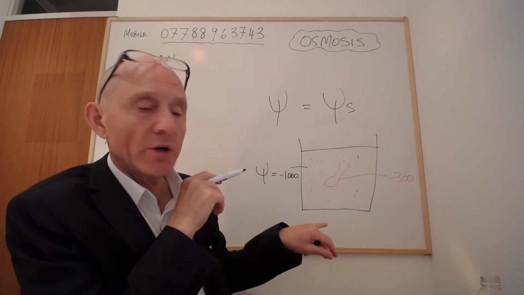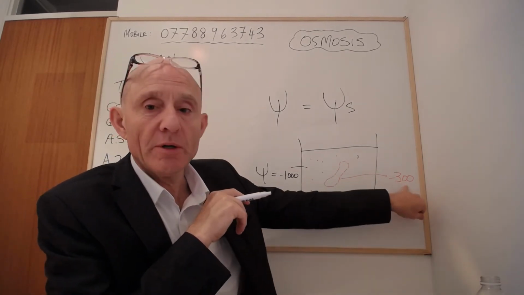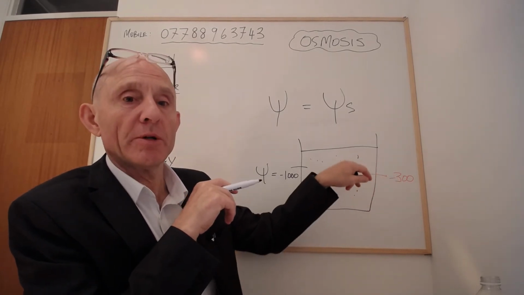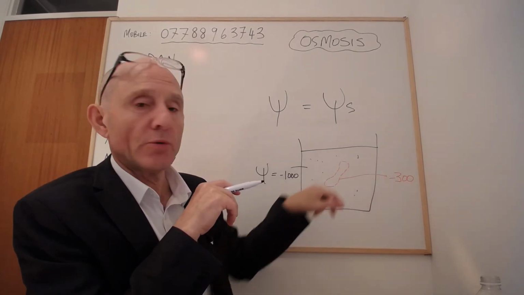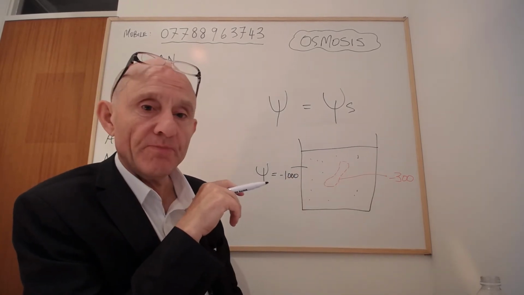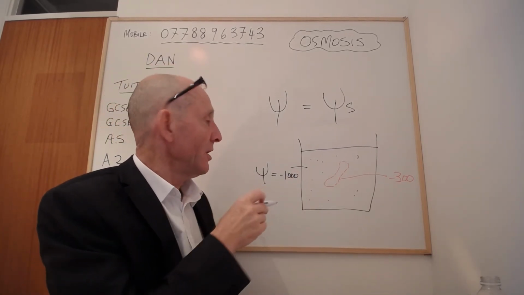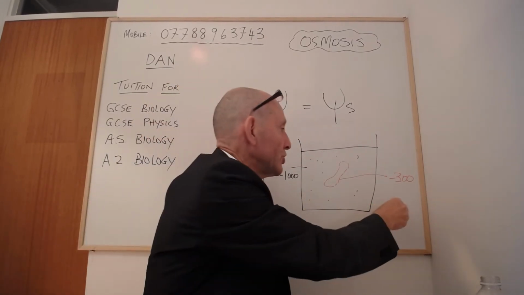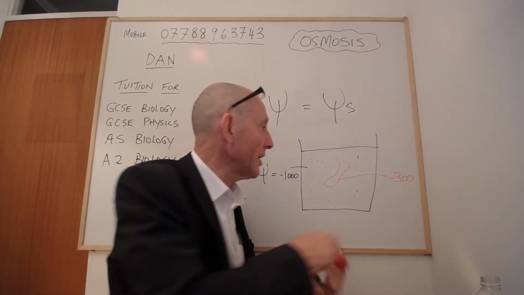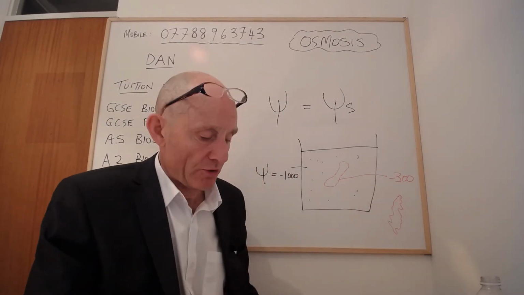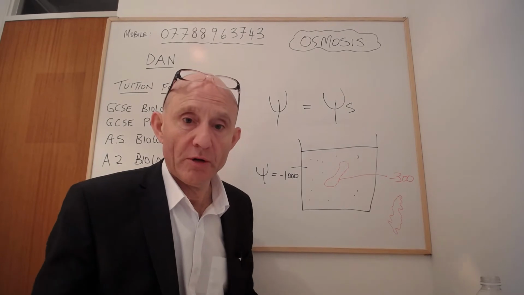Which is the higher water potential? The water potential of the red blood cell is higher. Water will move from a higher water potential to a lower water potential. So what happens in this case? Water moves out of the red blood cell into the solution, and it keeps moving out. The red blood cell starts to shrivel up and becomes shrunk, and it loses lots of water.